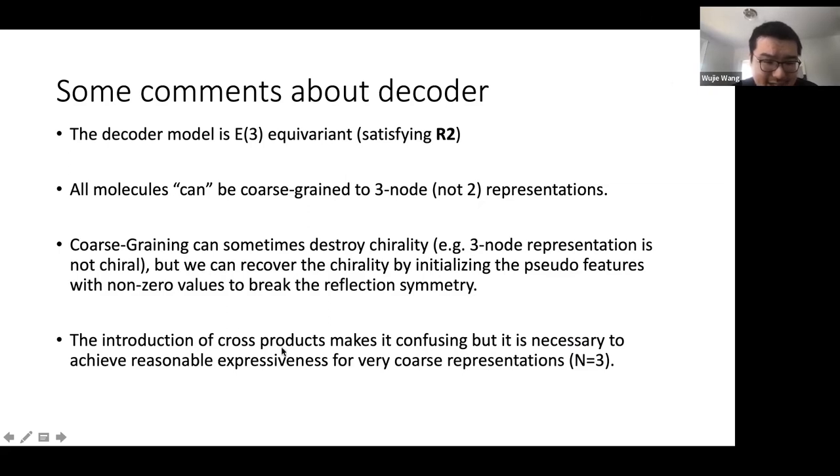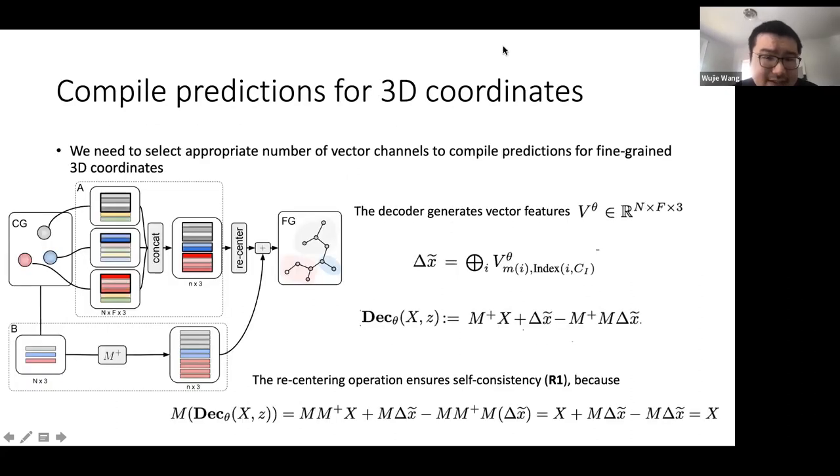To say it again, the heavy involvement of this cross product is a sacrifice we have to make to make our model work for very, very coarse representations, so for the big N equal to 3 case. So this is a design choice. There's some additional design consideration we have.